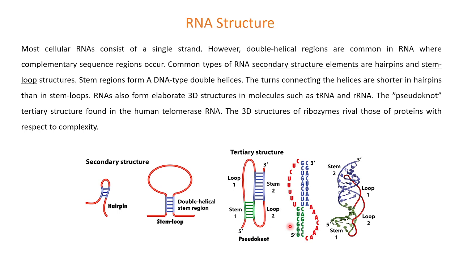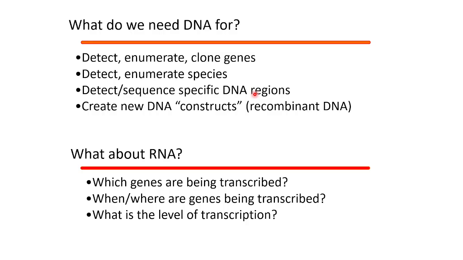One is the hairpin structure and the other is the stem loop structure, and the turns connecting the helices are shorter in hairpins than in stem loops. The third is how tertiary structures are formed due to the pseudoknot and so on. So we just need to keep these things in mind. The other important thing is that these stem regions form DNA-type double helical structures. So that's all.